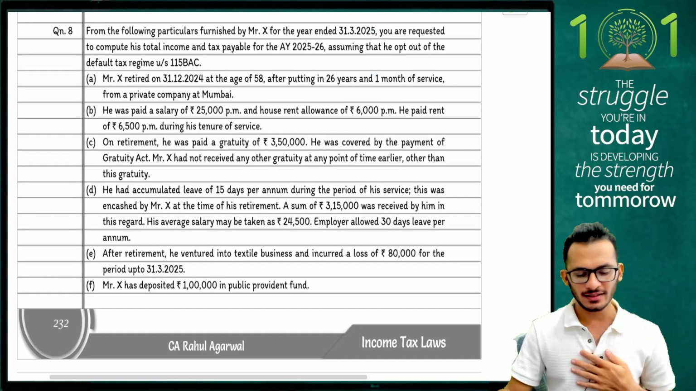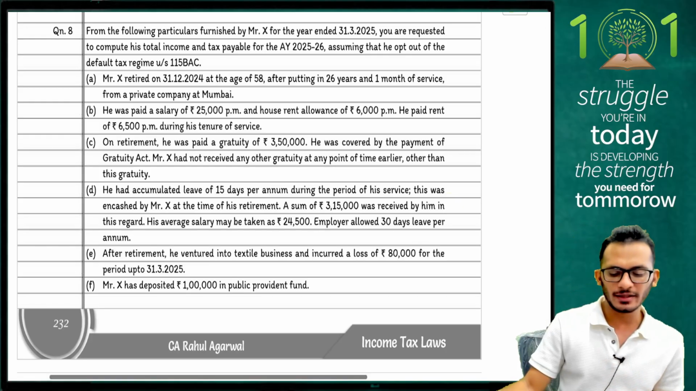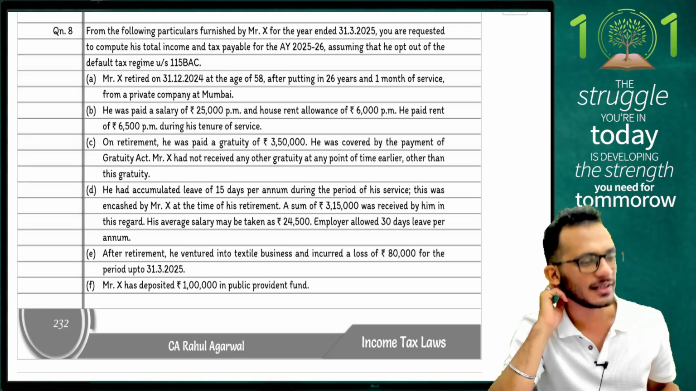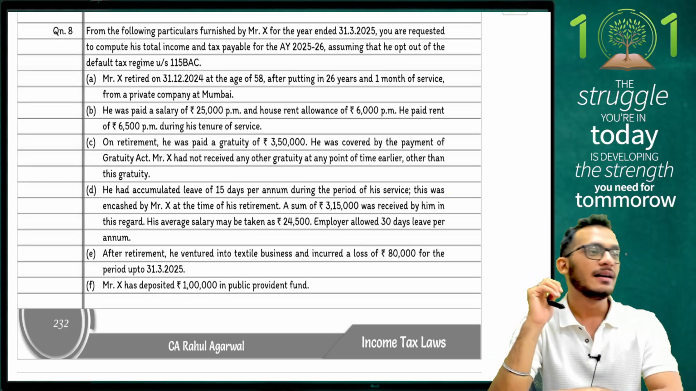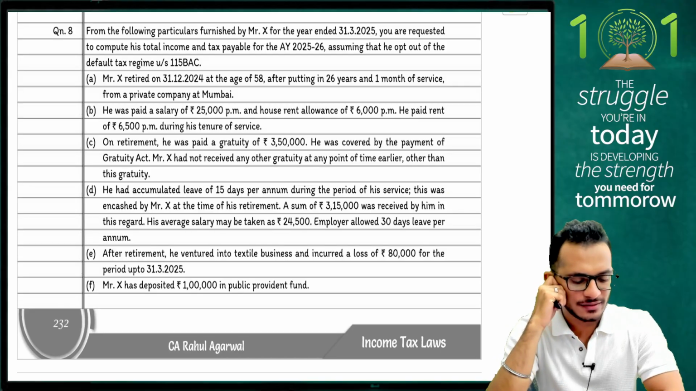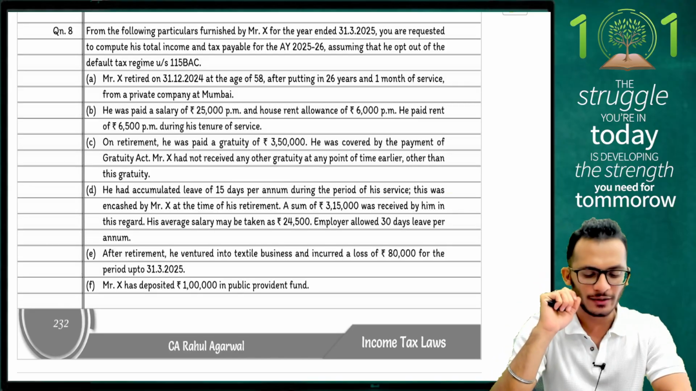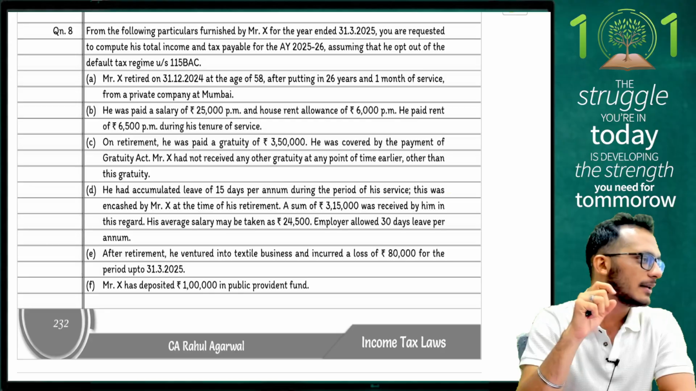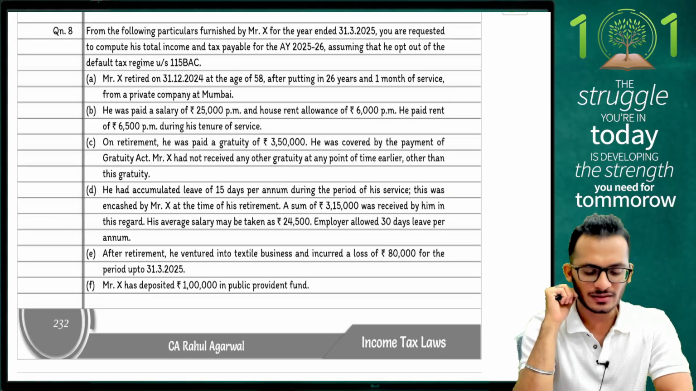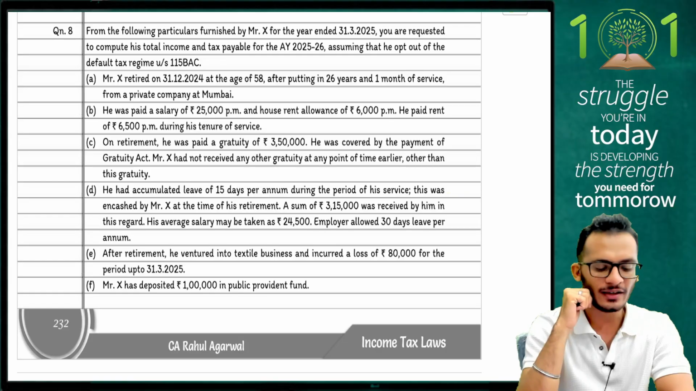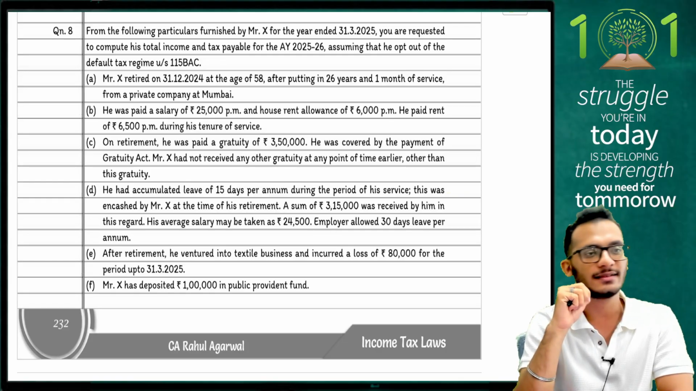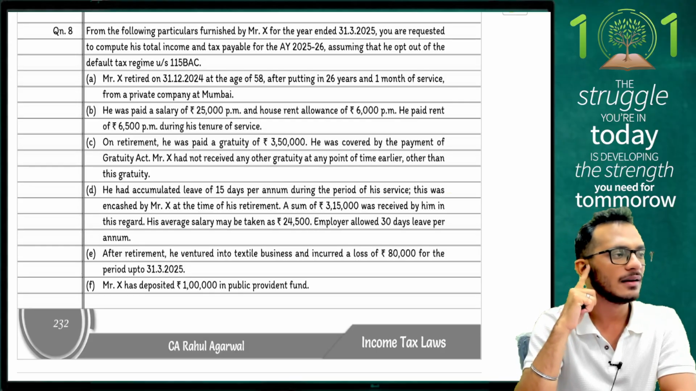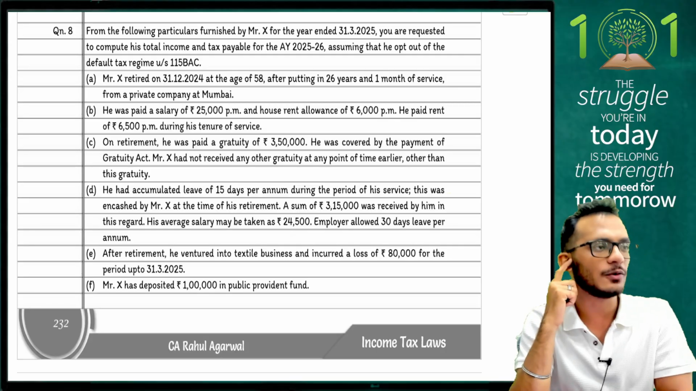People, following up on question number 8, something which you should have realized we have done in the past. We are looking at question number 28, which says: from the following details furnished by Mr. X for the year ended 31st March 2025, compute the total income and the tax payable of Mr. X for the assessment year 25-26, assuming he is opting out of the default tax regime. This question should be familiar to you. We did it as a part of the fortnight series.